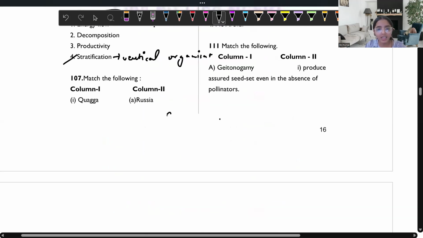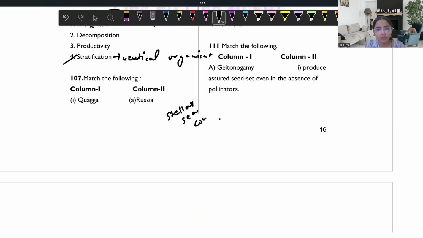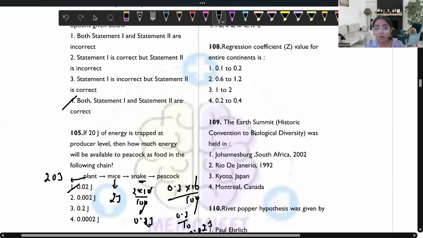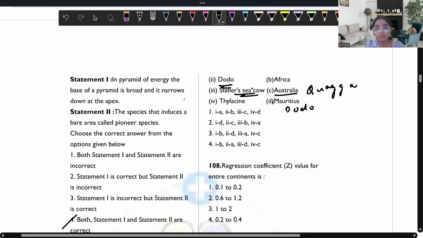Very fun thing I want to say to you. If you do not read properly, then you will go to Russia and maybe stellar sea cow will make some more sense to you then. I know, bad joke. Very bad joke.